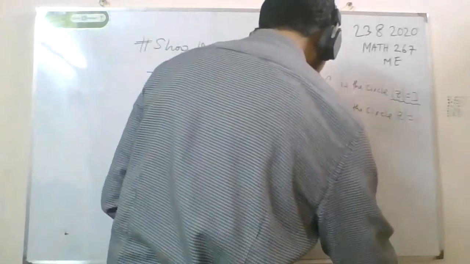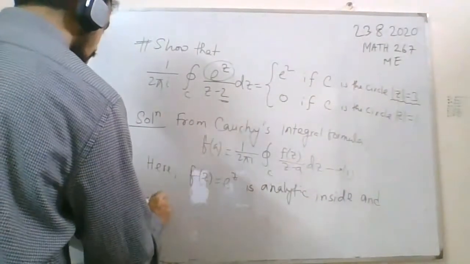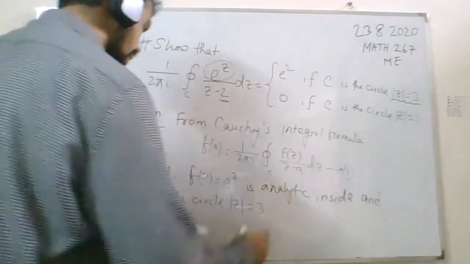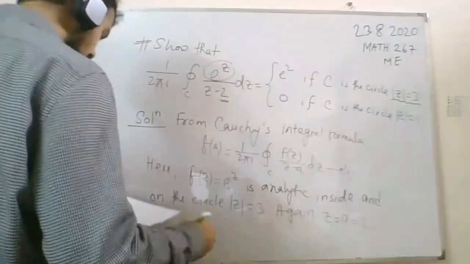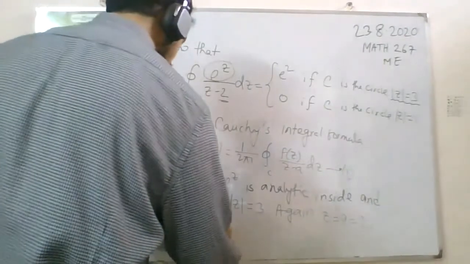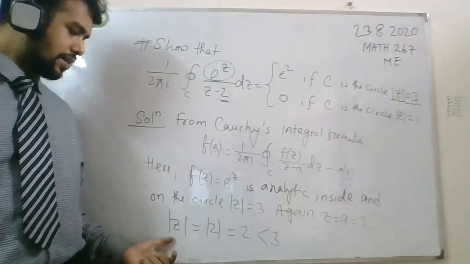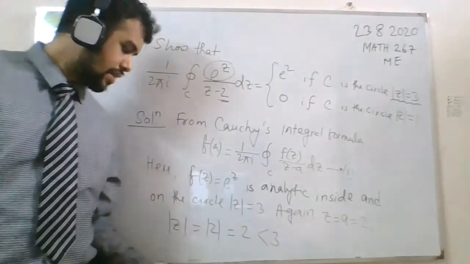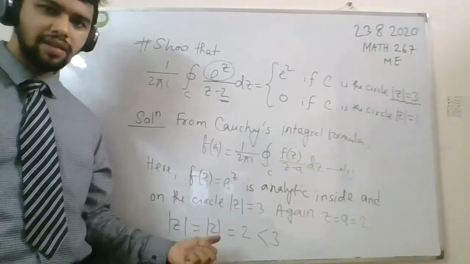This is a math problem, the circle |z| equals 3. Again, z is 2. So you can easily say the modulus of z equals 2, which is less than 3. Okay. So this means that here z equals a, that is z minus a, where a equals 2, and if you take the modulus, you get |z| equals 2, which is less than the given circle, which is 3. Okay, |z| equals 3.